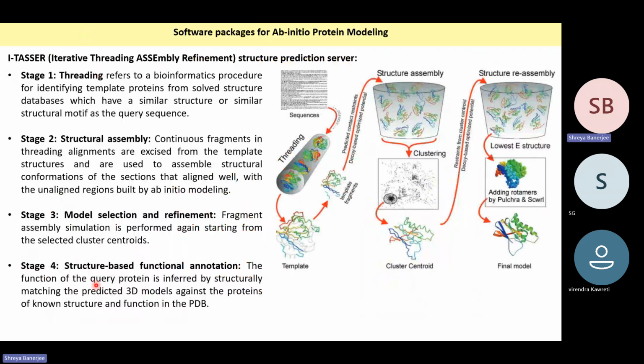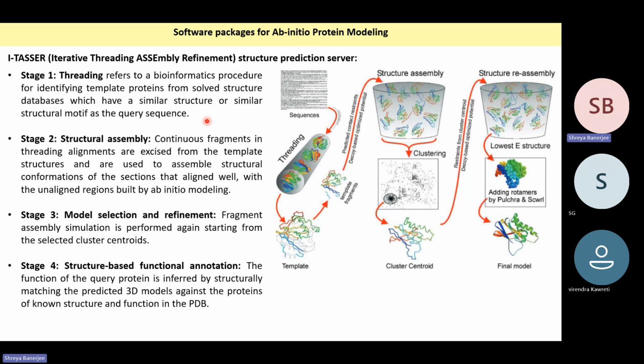There are certain software methods available for this structure prediction. One of them is called I-TASSER, which stands for Iterative Threading Assembly Refinement structure prediction. There are certain steps in which this software predicts the structure. Step one is called threading, which refers to a bioinformatics procedure for identifying template proteins from a solved structure database which have a similar structure or similar structural motif as the query sequence.